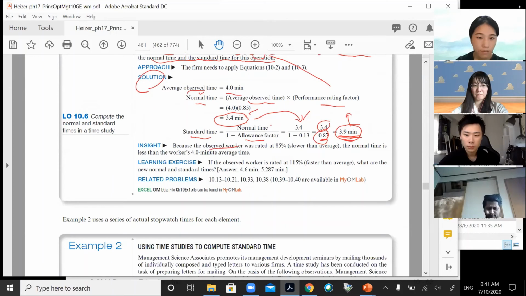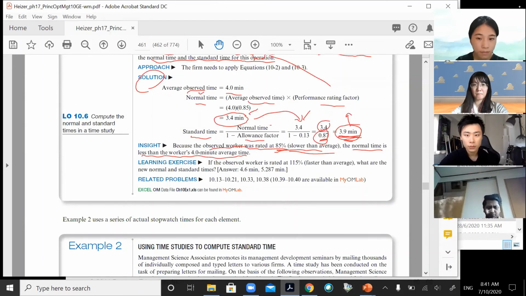So because the average work, okay, that's another reason. Because the observed worker was rated at 85%, that means slower than average. The normal time is less than the worker's 4-minute average time. So he should be working a little bit faster.